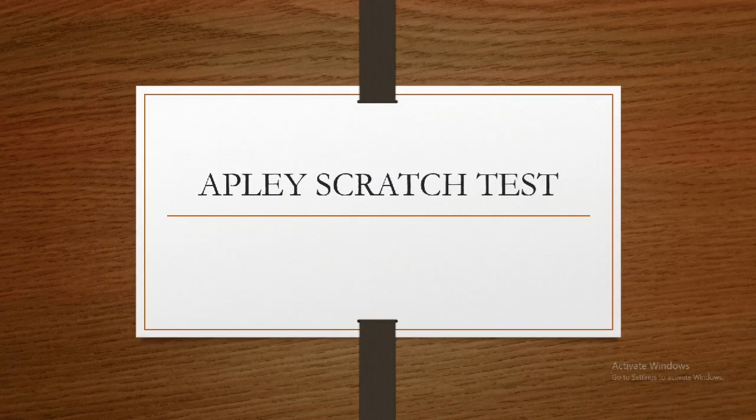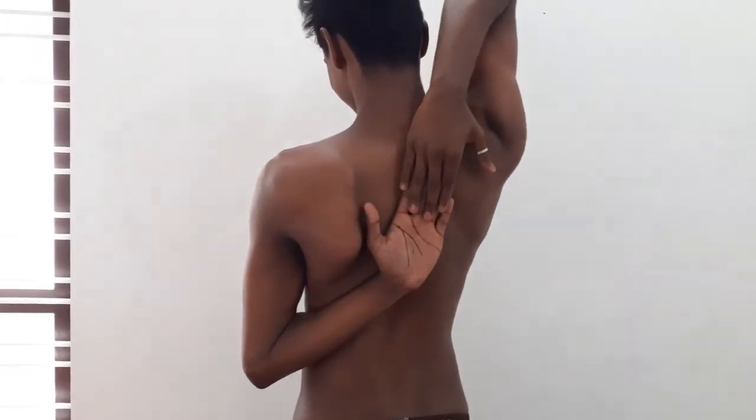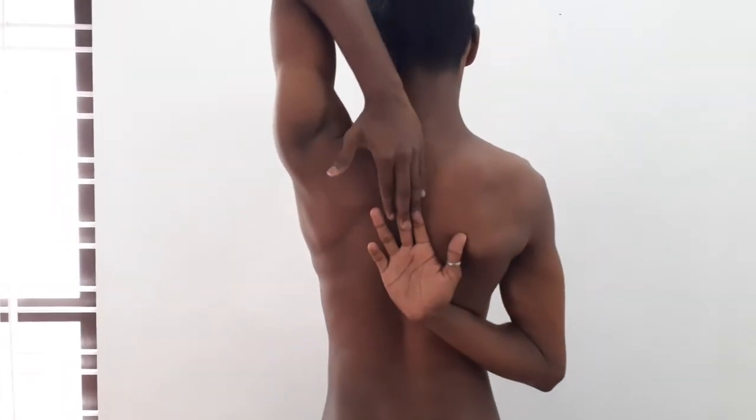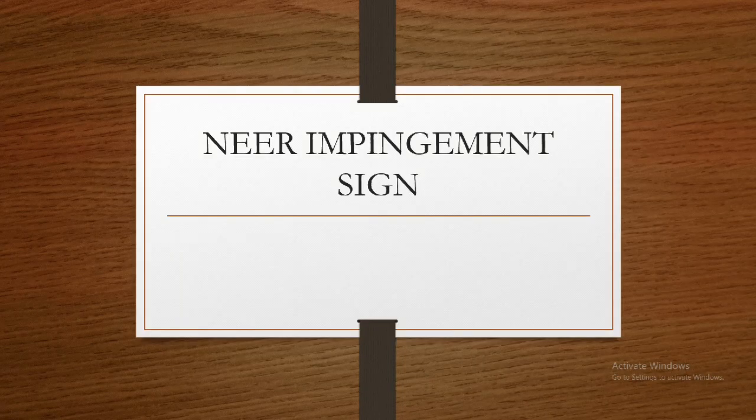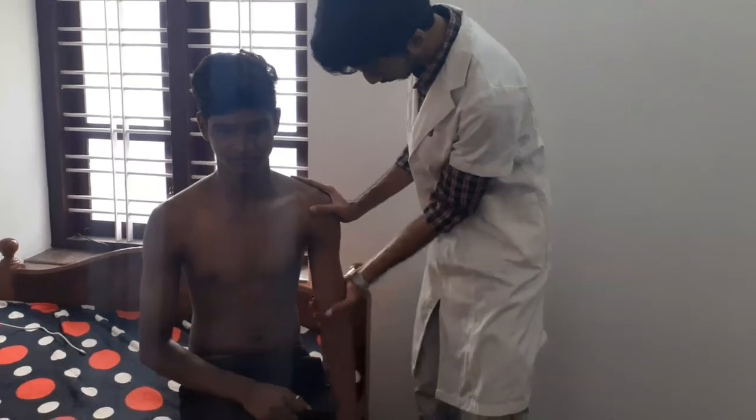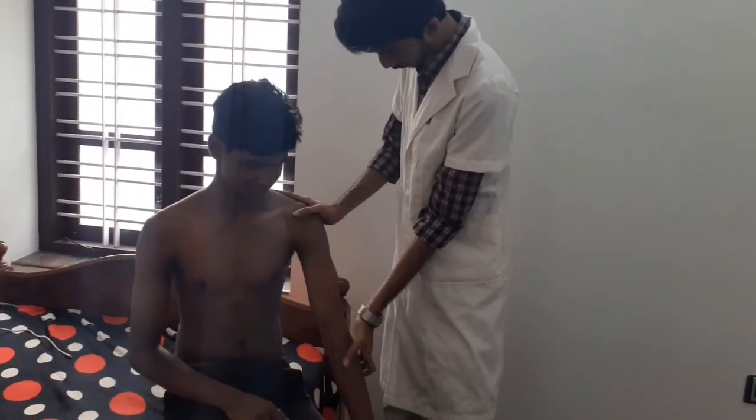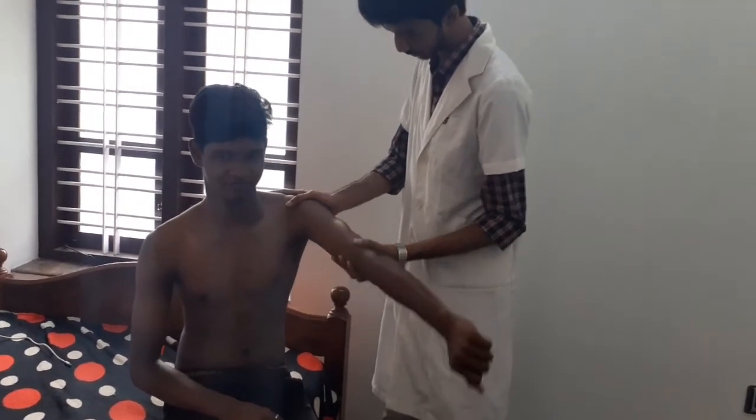Apley scratch test. In this test, abduction and external rotation are measured by having the patient reach behind the head and touch the superior aspect of the opposite scapula. Neer impingement test. Use one hand to stabilize the patient's scapula, then bring the arm into maximal passive shoulder flexion.